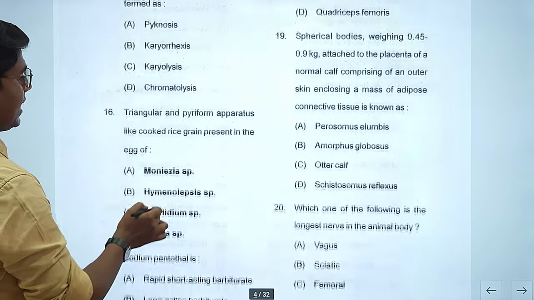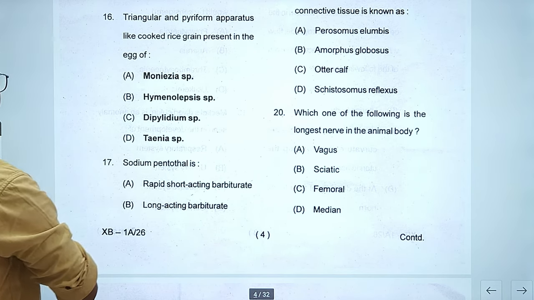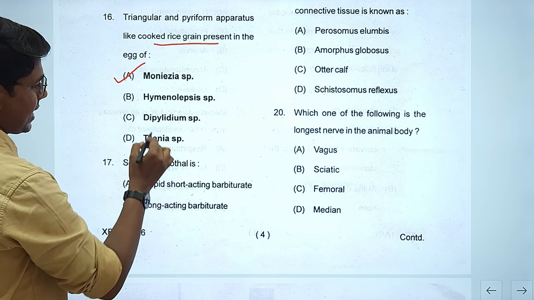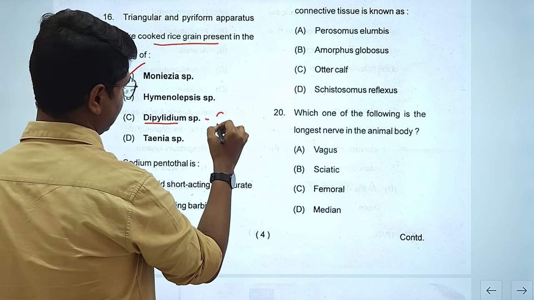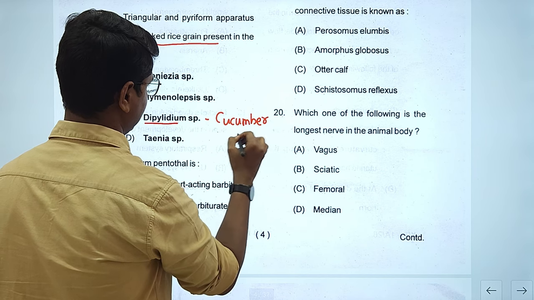Next question. Triangular and pyriform apparatus like a cooked rice grain is very characteristic of Moniezia. Cooked rice grain is Moniezia species. In case of Dipylidium, we will find cucumber seed cell.